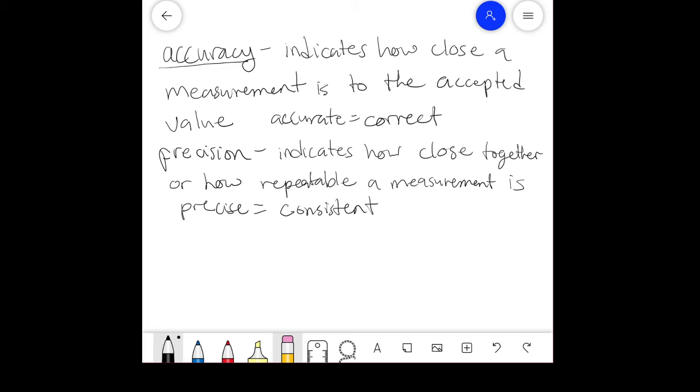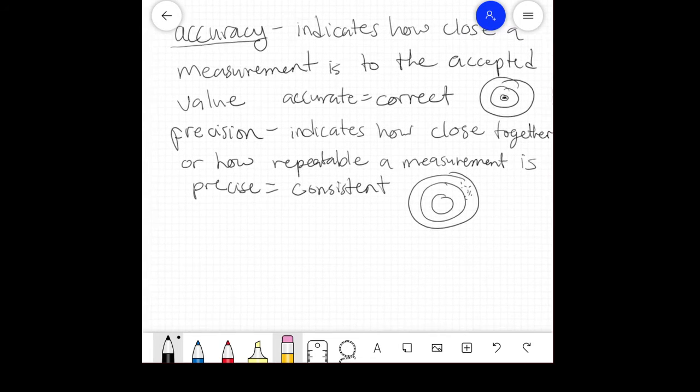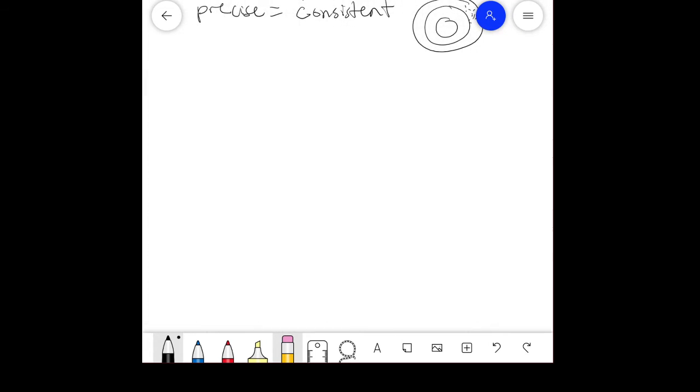I think we've all seen the picture of the archery target, and accuracy is if you have the target, they're all in the middle, where precise is more like they're all over in this one general area. So that's accuracy and precision. And the next thing for this is sig figs.